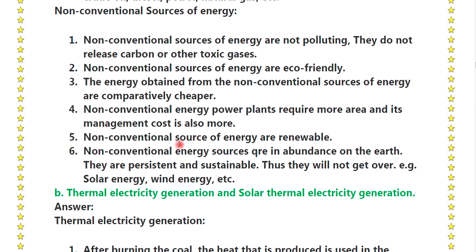Fifth point, non-conventional sources of energy are renewable. Sixth point, non-conventional energy sources are in abundance on the earth. They are persistent and sustainable. Thus they will not get over. Example: solar energy, wind energy, etc.